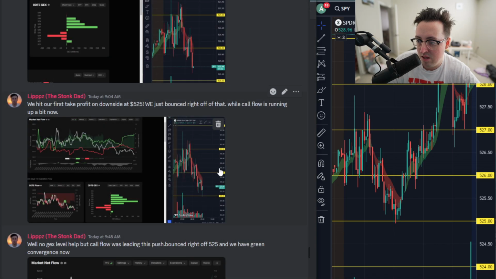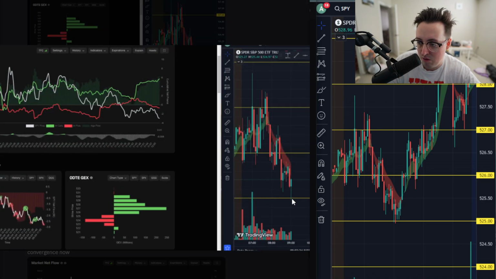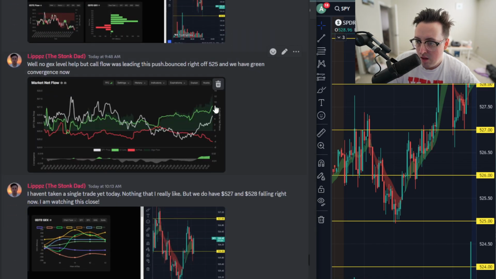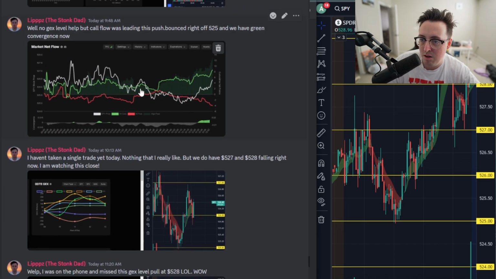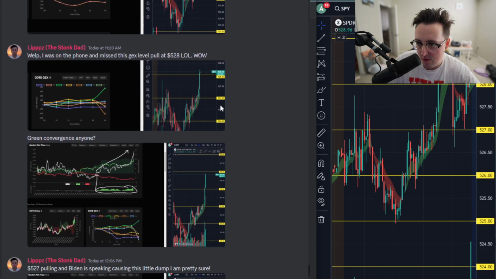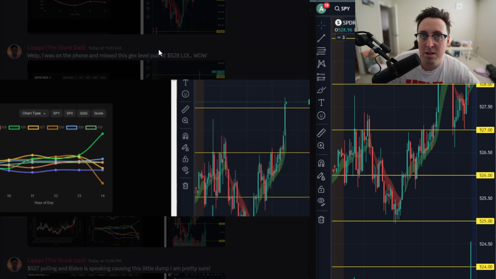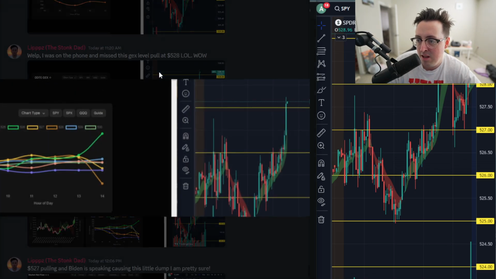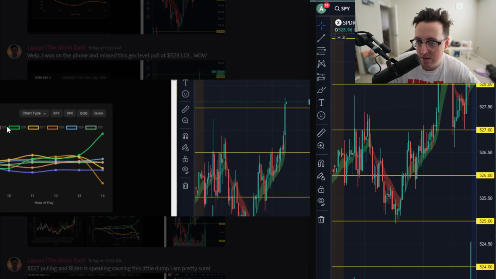We saw call flows and then we saw the reversal off that 524 level, off that wick there. Okay, let's see. So this is when you can confirm we got that reversal, we got green convergence, then we had the market structure shift right here with this big green candle off this order block, okay? Okay, there's that. So I did miss a good portion of this run because I was on the phone, which is okay.